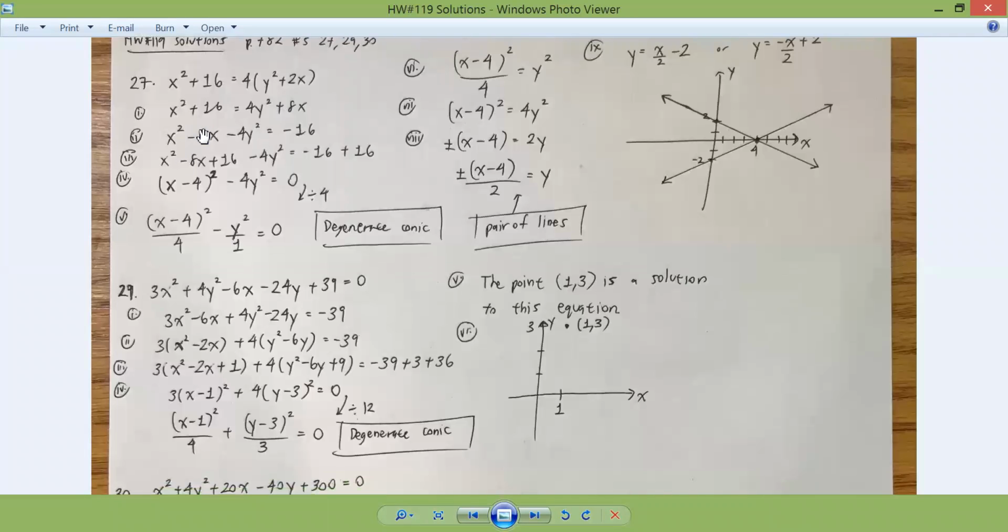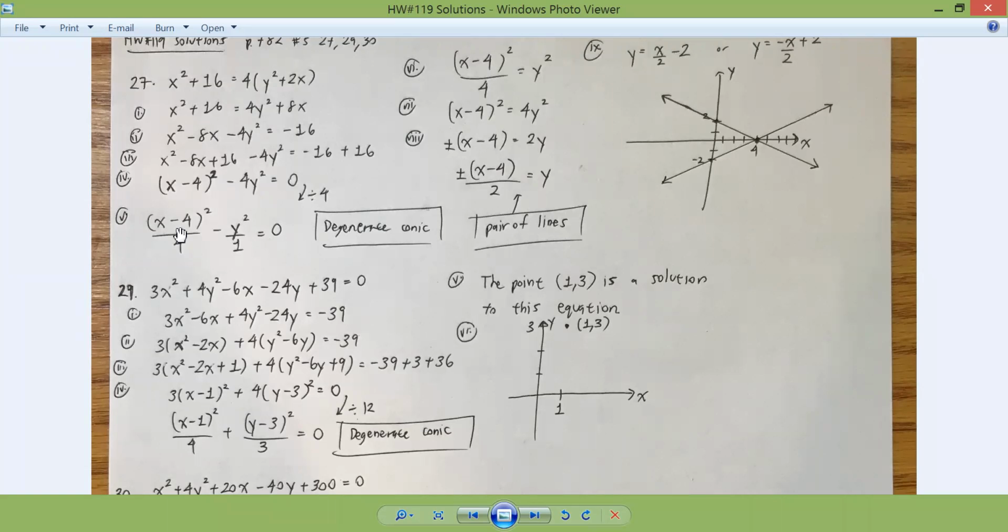So you take -8, the linear coefficient, divide that by 2, and you square it, you get 16. And you add 16 to both sides, right? So you're going to end up with 0 on the right. And then on the left, you can factor this to be x minus 4 squared minus 4y squared. And then from there, you divide by 4 to get into standard form of a conic, right? And this would be a degenerate hyperbola, right, because of the x squared minus y squared terms.